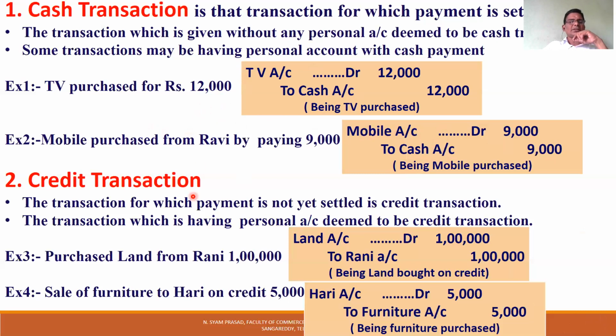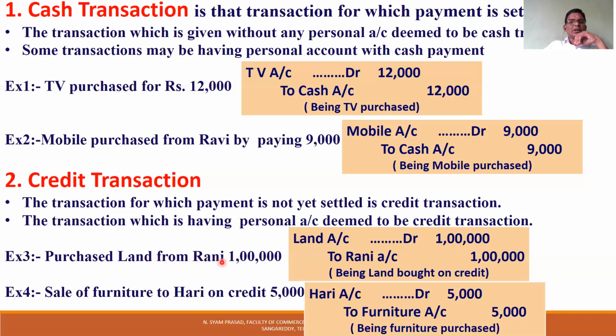And what are the credit transactions? The transaction for which payment is not yet settled is obviously a credit transaction. Usually in journal entries, if you want to identify the credit transaction, simply they give a personal account. If a personal account is there in a transaction, that is deemed to be a credit transaction. For example, you see here, purchased land from Rani, 1 lakh. Here Rani is mentioned, which means we didn't pay the amount to Rani. When we paid the amount, they have to mention whether the amount is paid or not. Nothing is mentioned, so it is a credit transaction.